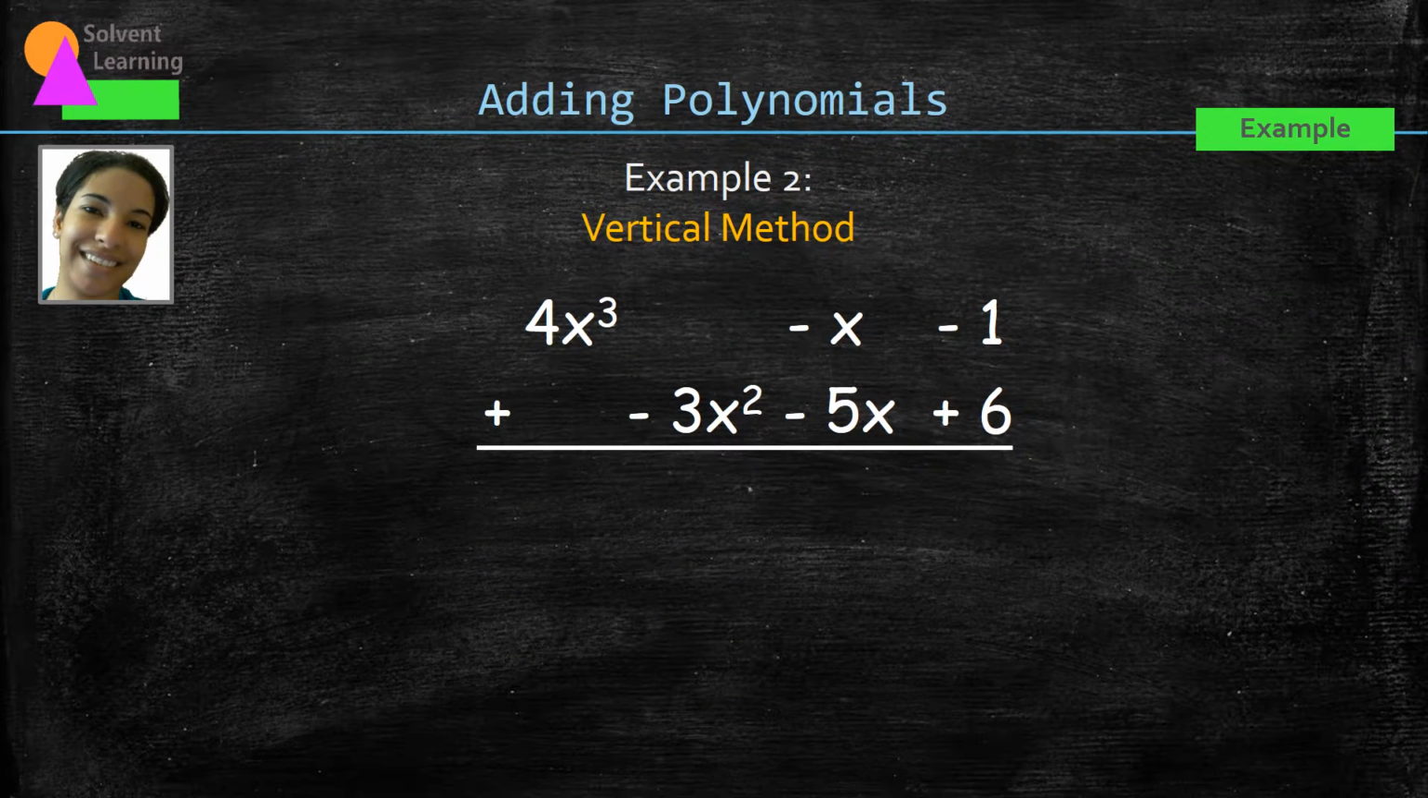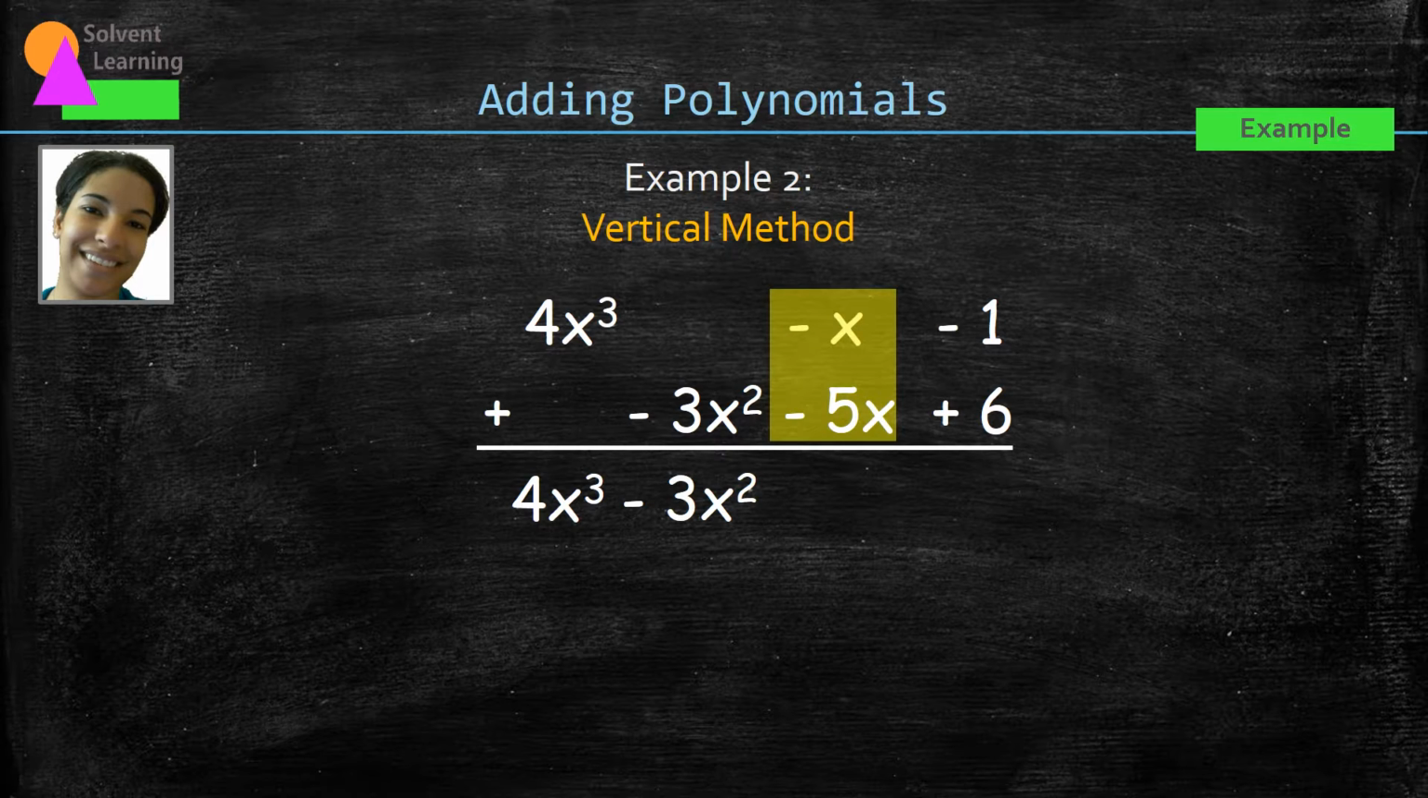Let's see how we could have added the same two polynomials together but using the vertical method. Just like before with the vertical method, we have to line the polynomials one on top of the other and make sure that the like terms line up together. So since there was only an x cubed term in the first polynomial and there wasn't an x cubed term in the second polynomial, we just bring that down. And then we move on to the next column where we have the negative 3x squared. There was nothing to add that with, so we bring that down.